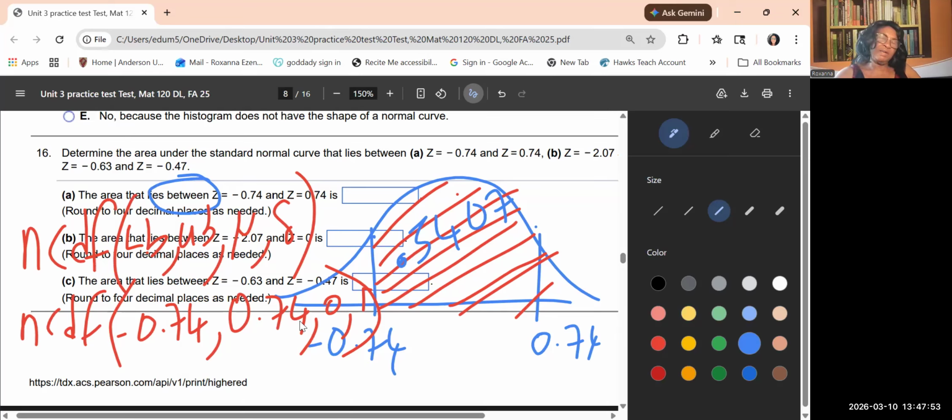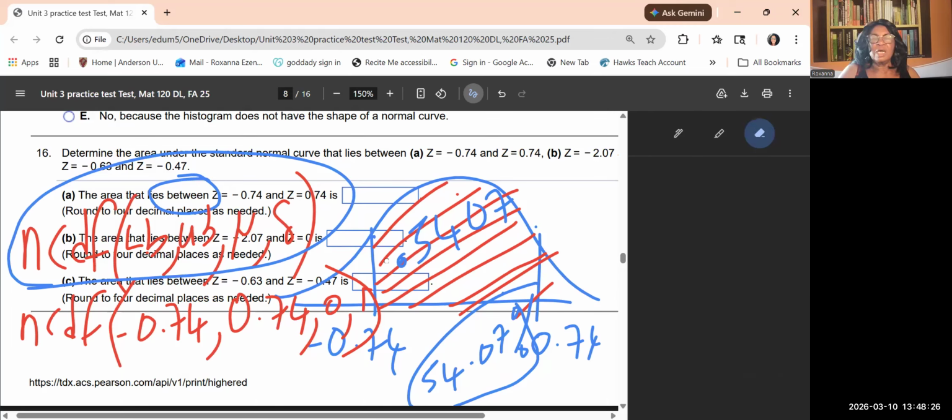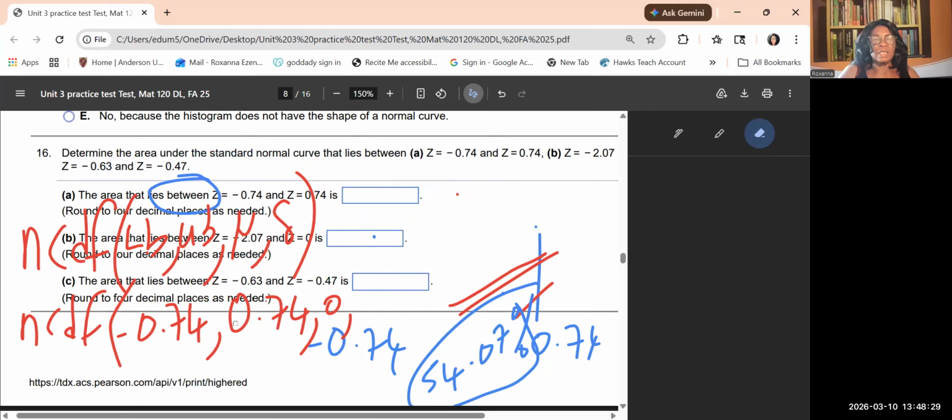So when you're told to find the area between, you have to use this argument. And remember, you can be told to write your answer in percent. So my answer in percent is 54.07%. You can always be told to write your answer in percent. All right. I think I'm going to let you do the remainders because there's not a lot here. You just need to know how to do one, and the others are just like that.